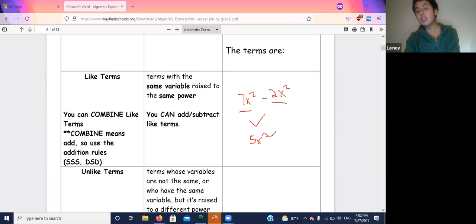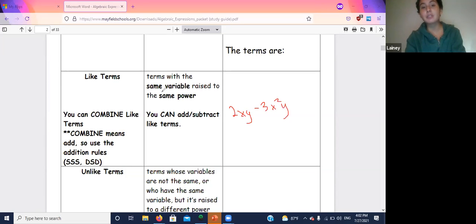Now, on the other hand, we might have unlike terms that are not the same. So for example, it might be something as simple as, let's say we had 2xy minus 3x squared y. Those aren't the same because that's a different power. That's not raised to the same power. Does that make sense? Yeah.